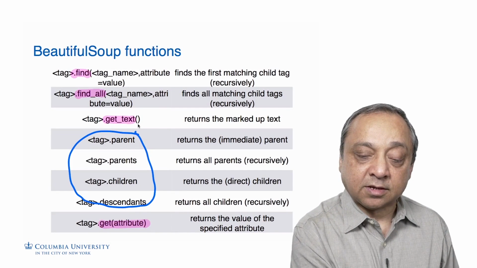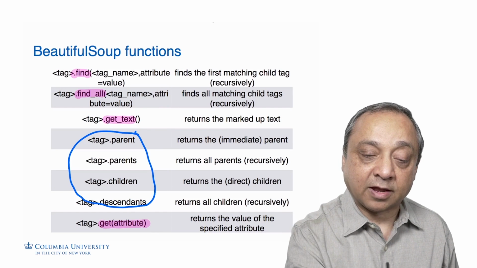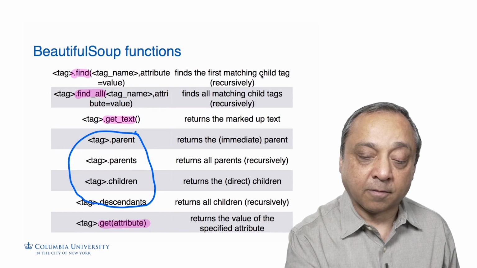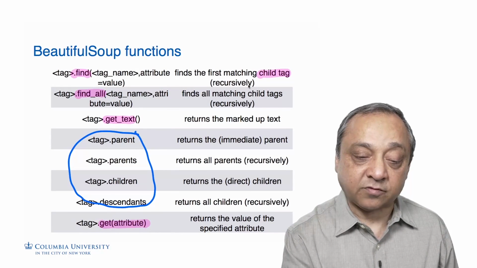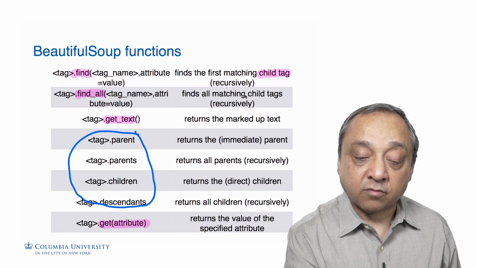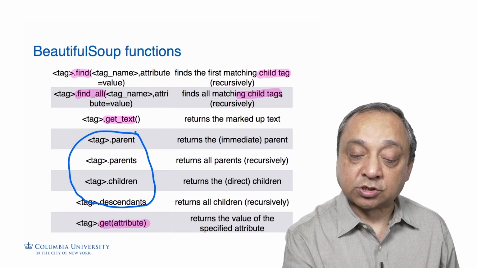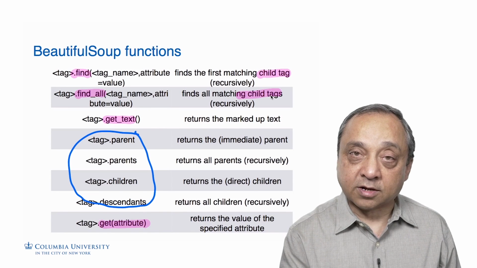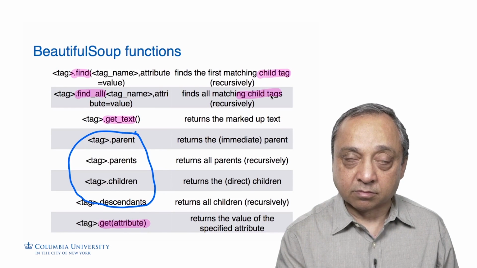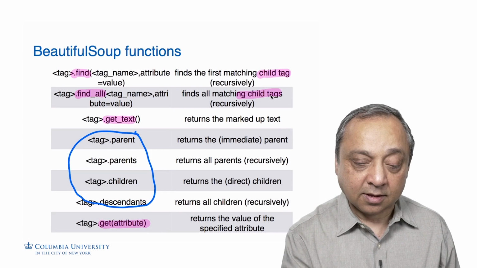What find does is it returns the first tag that matches a particular tag that you give it. So if you say find div, it's going to give the first div tag on a page. Find all will return all the tags that match. So if you say find all div, it's going to give you all the div tags in a list format. Actually a result set, but it's like a list.